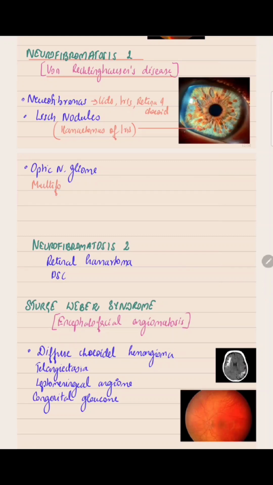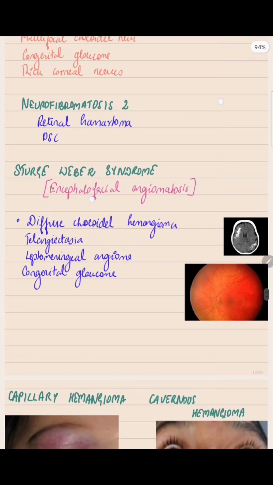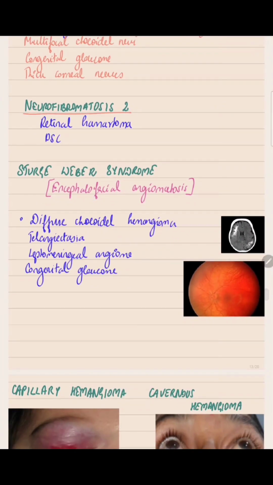These are eye manifestations. Multifocal choroidal nevus can be seen. Congenital glaucoma. Thick corneal nerves. Pulsating proptosis. These are the manifestations in neurofibromatosis type 1. In neurofibromatosis type 2, the manifestations are retinal hamartomas and posterior subcapsular cataract. Retinal hamartomas and PSC can be seen.